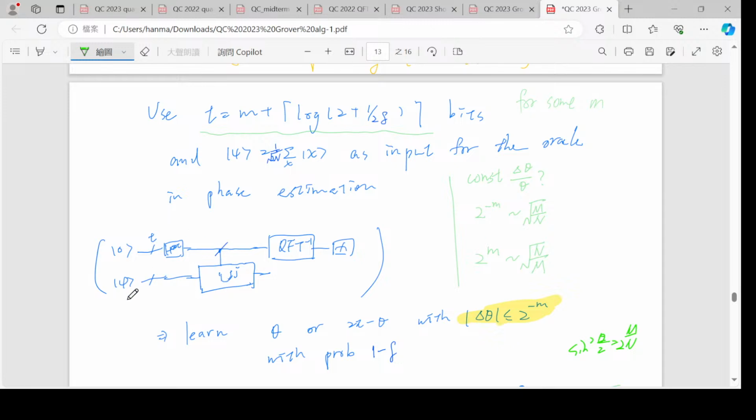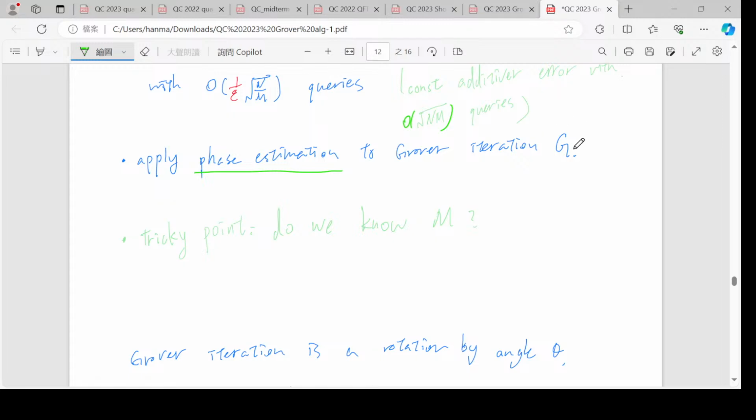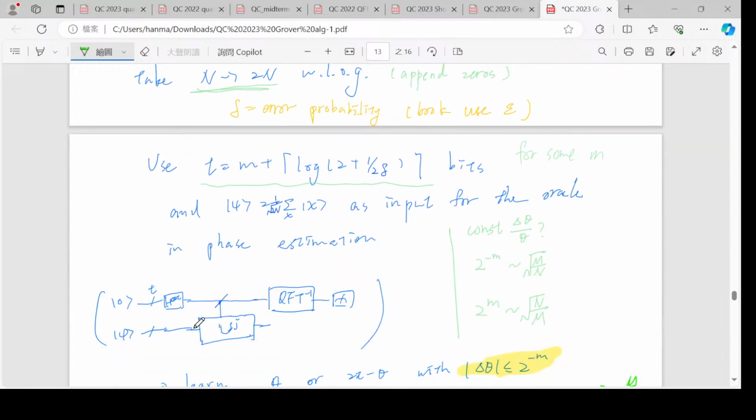Remember the phase estimation: if you want t bits of precision, you actually need 2 to the t calls to your unitary. In Shor's algorithm we can get away from this because you have modular exponentiation. But here this U is a Grover iteration, which contains an oracle, so we can't actually do modular exponentiation on the oracle.